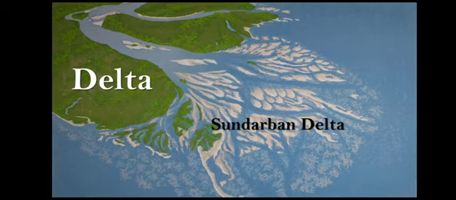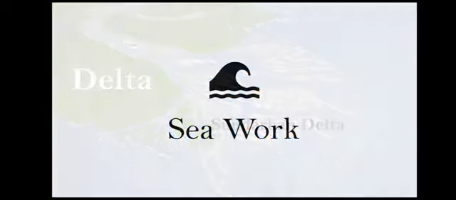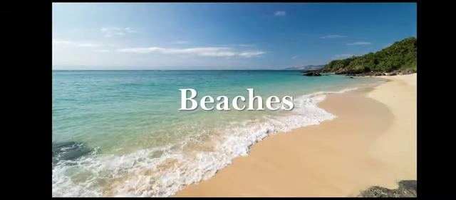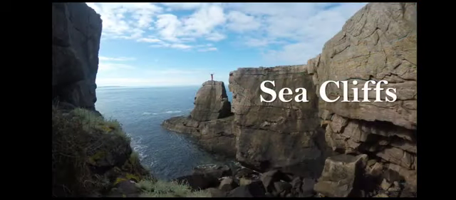Now, let's start with the work of sea waves. The erosion and deposition of the sea waves give rise to coastal landforms. The sea waves deposit sediments along the shores, forming beaches. Sea cliff. The steep rocky coast rising almost vertically above seawater is called a sea cliff.